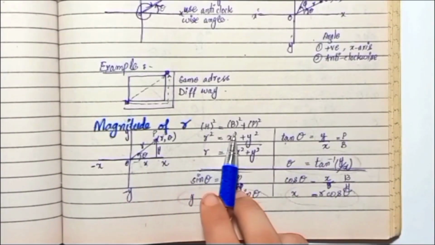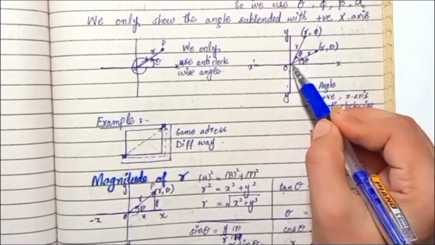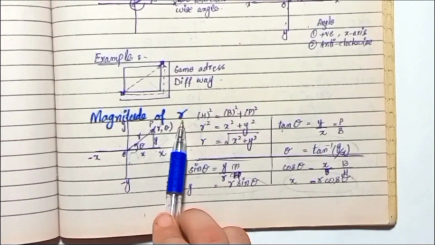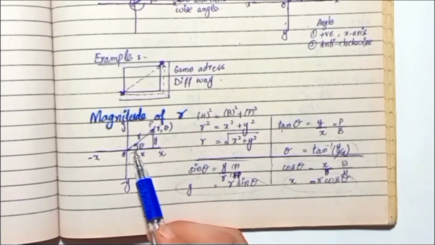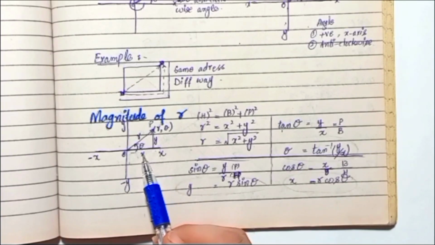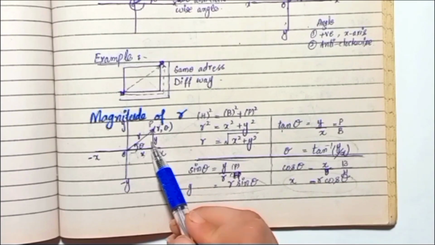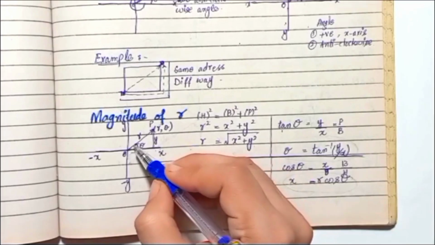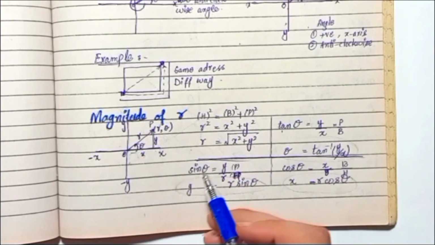Here is the magnitude of r, the distance of this point from the origin O. In order to find the magnitude of r, we have to consider a right angle triangle here. One side of the triangle is along the x-axis, so it will be called x, and the other side of the right angle triangle, which is the perpendicular of the triangle, is parallel to the y-axis, so it will be called y, and this r is the hypotenuse of this right angle triangle.